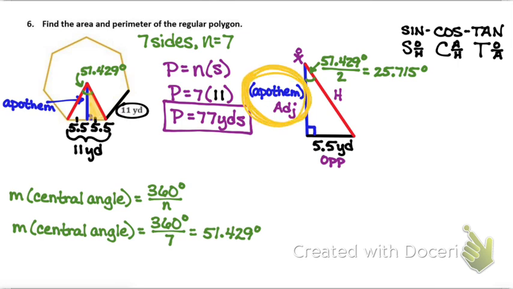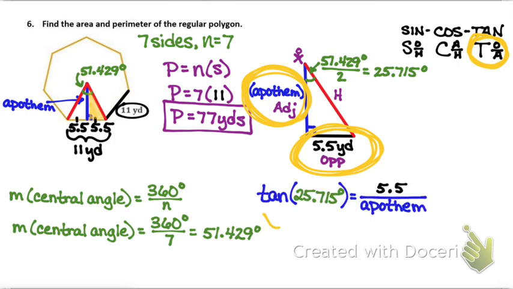Now, the only thing that we need in order to find the area is the apothem. So all we need is the adjacent side. We don't need the hypotenuse. We don't need the radius at all to solve this problem. We need that adjacent side, and we have the opposite side this time. Adjacent and opposite means we are going to use tangent this time around. So down here you can see I've set up our tangent equation. Tangent of the angle that we're standing at, 25.715, is equal to the opposite side, that's that 5.5 yards, over the apothem, that adjacent side.